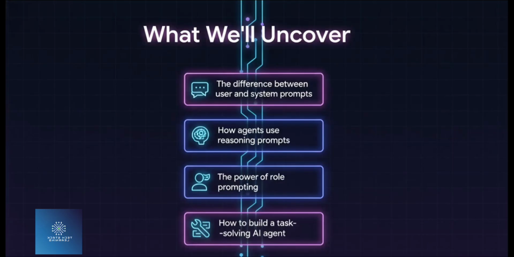Okay, so here's what we're going to uncover today. We'll kick things off by breaking down the difference between user and system prompts. Then we'll dive into how these agents can use reasoning prompts to reason. We'll also get into the power of role prompting, which is super cool. And then to cap it all off, we're actually going to build our very own task-solving AI agent. It's going to be fun.